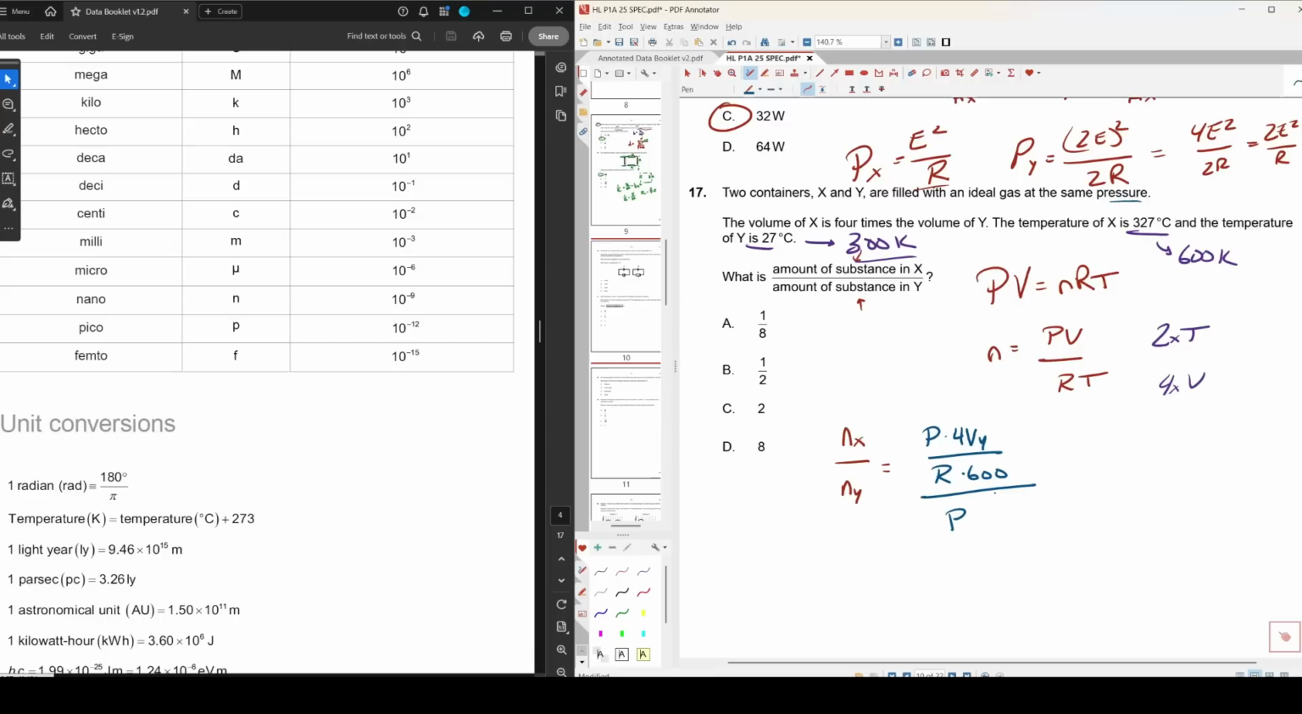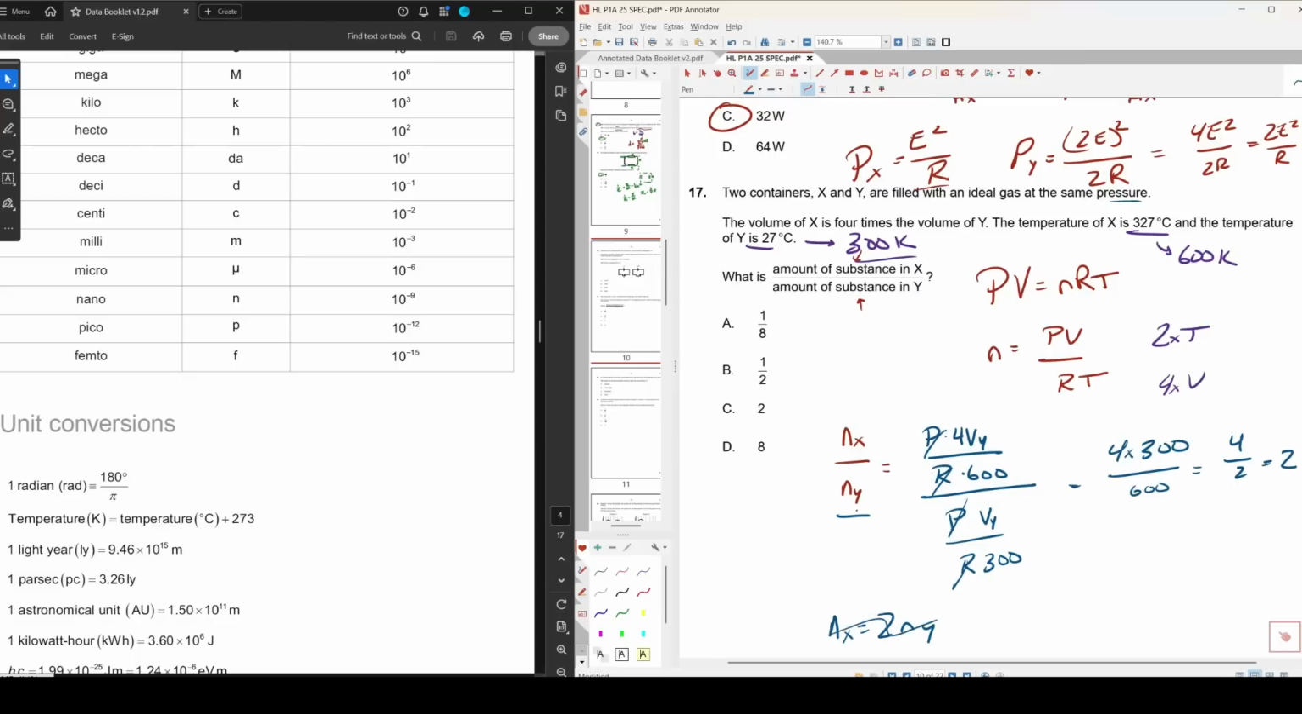Okay, and then I'm going to divide that by Y. The pressure of Y is also just P. The volume of Y is just VY. R is just R. The temperature here was 300. Okay, fractions: keep, change, flip. I get 4 times 300 over 600, aka 4 over 2, aka 2. That's this ratio, so NX is 2NY.